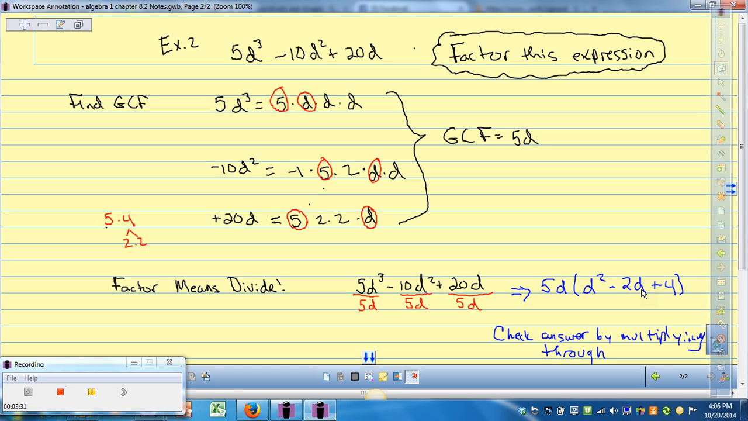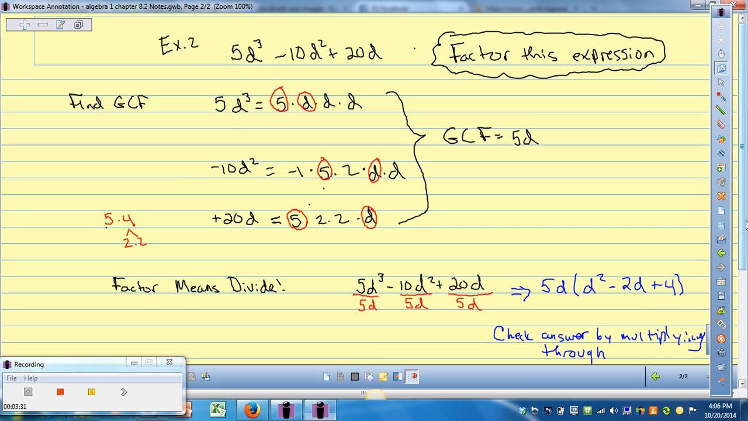D squared over d is d, so we get minus 2d because the sign in front of the 10 was negative. Then we have plus 20d divided by 5d. Well, 20 divided by 5 is 4, and d divided by d is 1. So we have 4 times 1, or just 4.